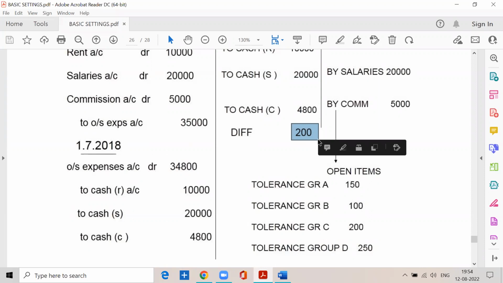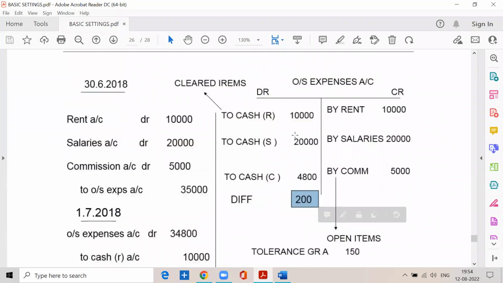But here, the system itself automatically generates the P&L account and balance sheet. There is one button. If you press that button, the system automatically generates the P&L account and balance sheet in SAP. But in that case, when the system identifies this difference of 200 rupees in the outstanding expense account, it should know whether this difference is to be transferred to the P&L account or the balance sheet. So how does the system know, because the system does not have a brain like us?